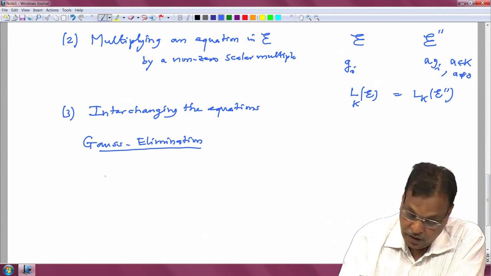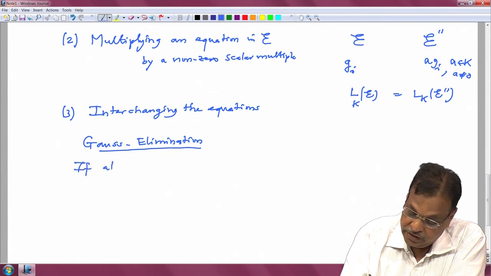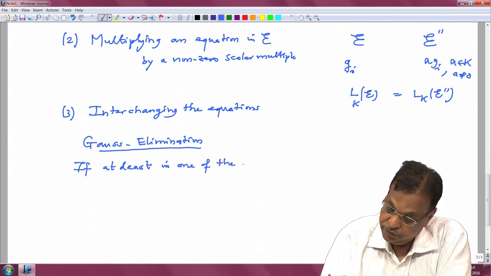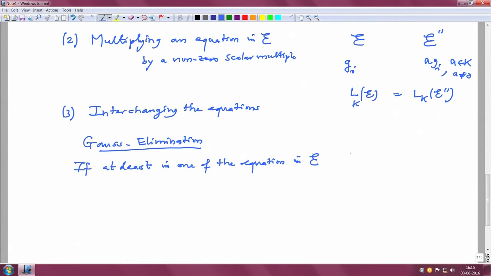So, at least we will assume that in at least one of the equations in E the coefficient of x1 is non-zero.